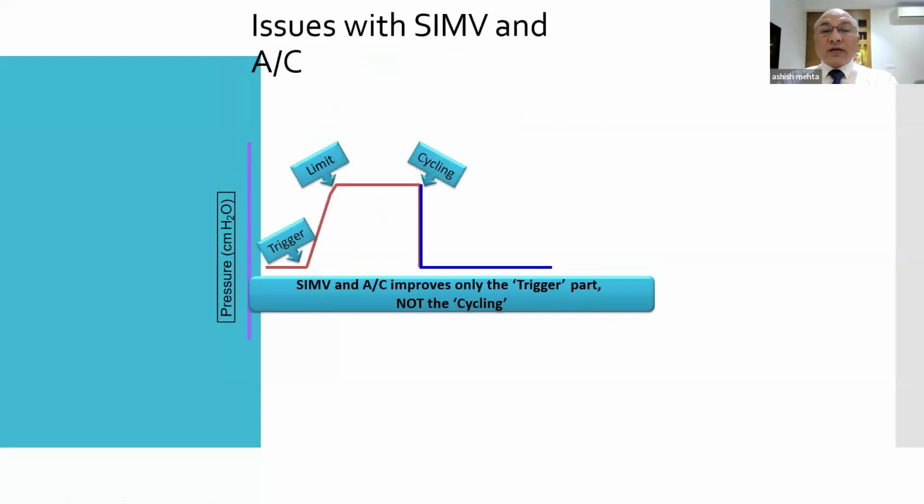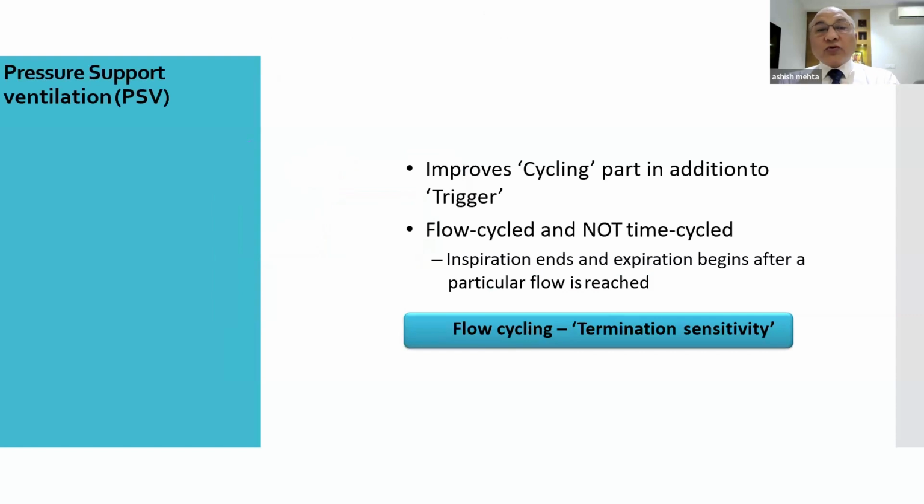In short, with SIMV assist control, the trigger part is good, inspiratory beginning is fine, but cycling is not synchronized. Exhalation is not synchronized. To improve that cycling, the mode that is being used is pressure support ventilation or PSV, which is a flow cycling and not the time cycling. And this is a mode where termination sensitivity will come in the picture.